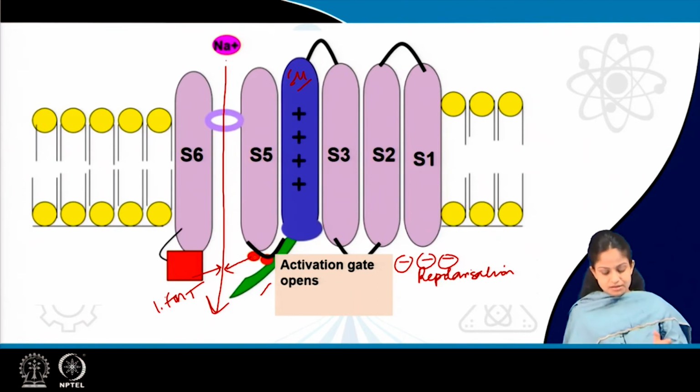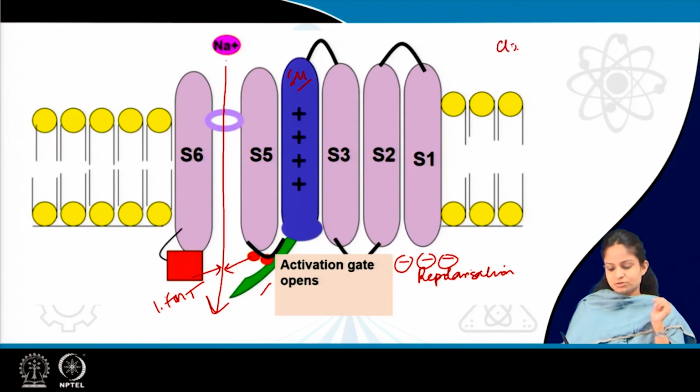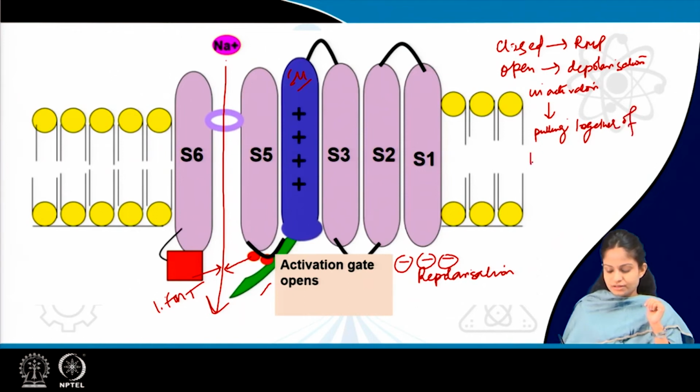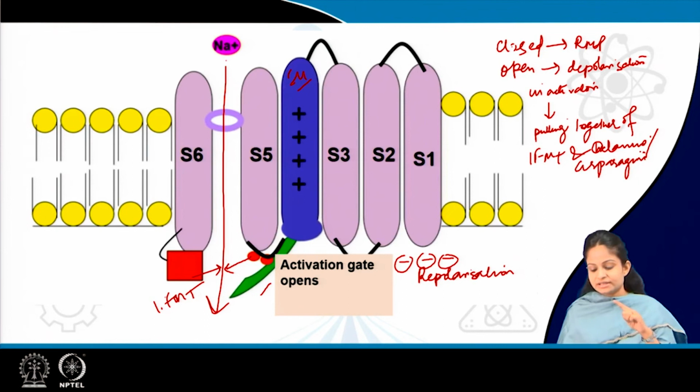That is closed. Now, whenever I am talking about the coming together of these two moieties, this is actually causing the inactivation. So, you should not confuse this. Closed state means this is happening at resting membrane potential. Open means this is happening at depolarization, and inactivation is mainly because of the pulling together of IFMT and alanine or asparagine moiety. So, for the inactivation gate to become closed again, repolarization needs to occur. So, this is the molecular mechanism of voltage gated sodium channels, how it opens, or the gating mechanism.